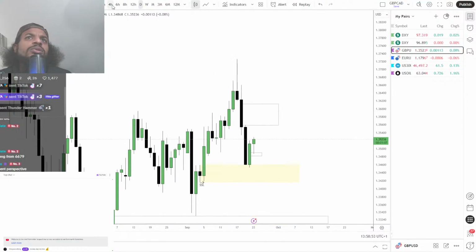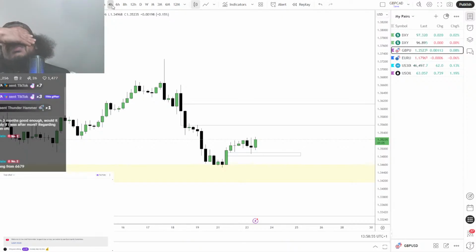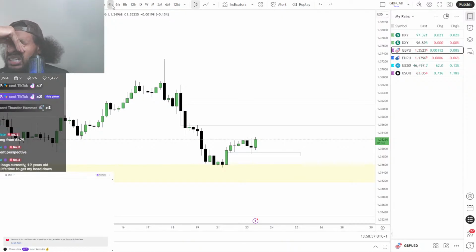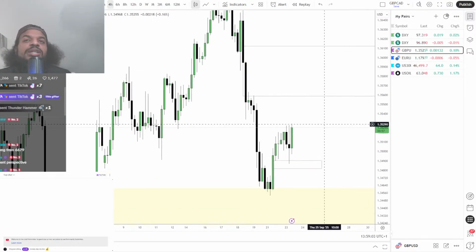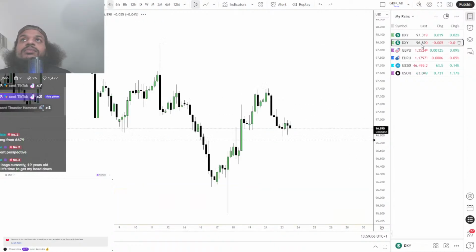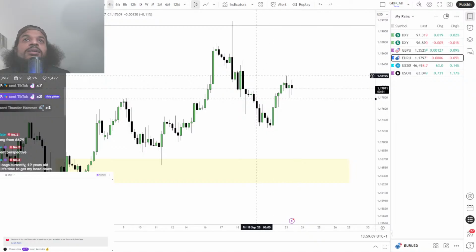So, yeah, GU, I want to see GU go up. Trying to see some longs. Some longs would be great, but when you see the dollar as well, man, he needs to make up his mind.